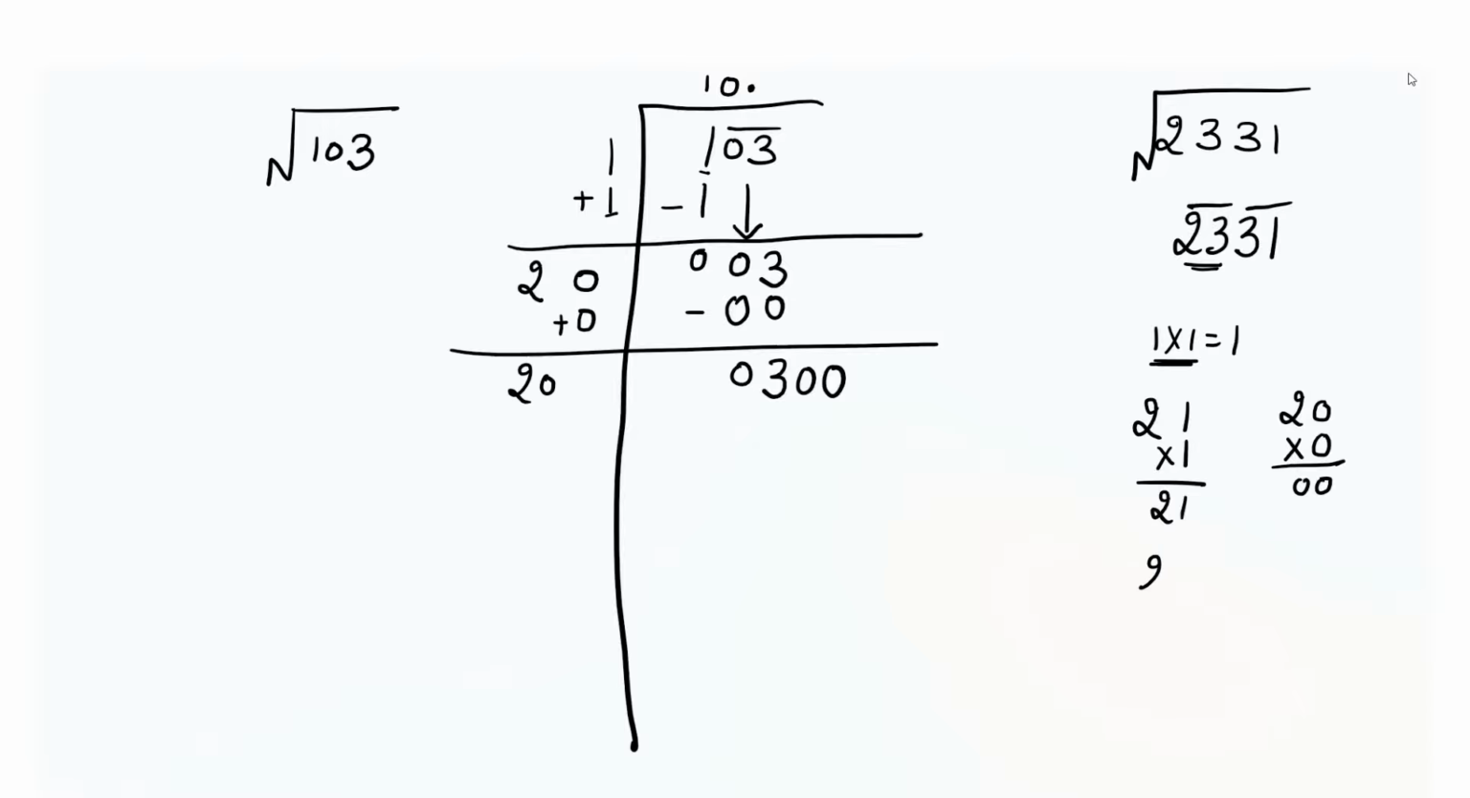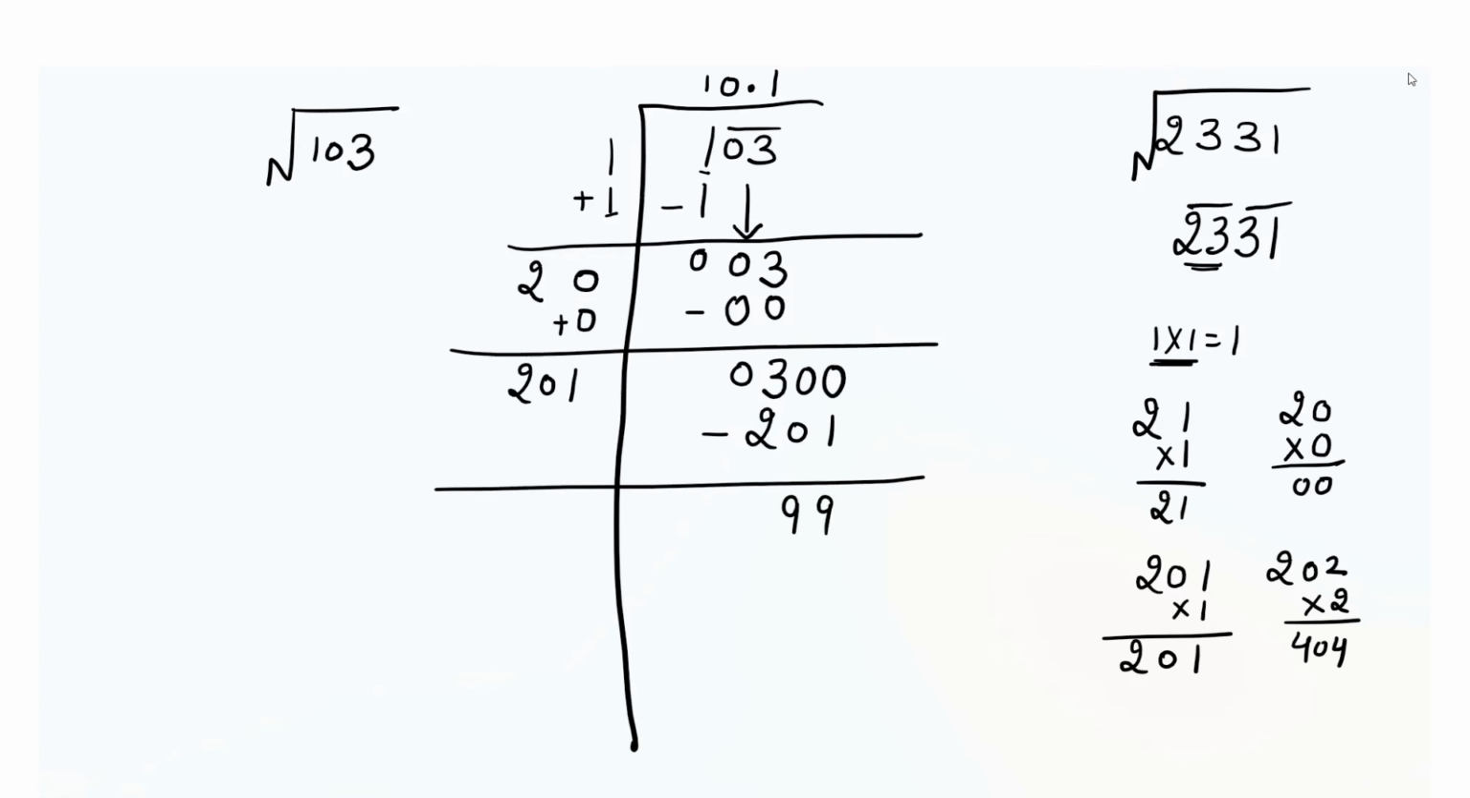Now after 20 we have to add a digit such that we multiply it with the same digit and we get a number which is less than 300. So if I add here 1 and I multiply 201 with 1, I'll get 201. But if I add 2 and I multiply this number with 2, I will get 404 which is greater than 300. So we will multiply this with 1. So we'll write down here 1 in the answer also. We'll get 201. We subtract it and we get here 99.